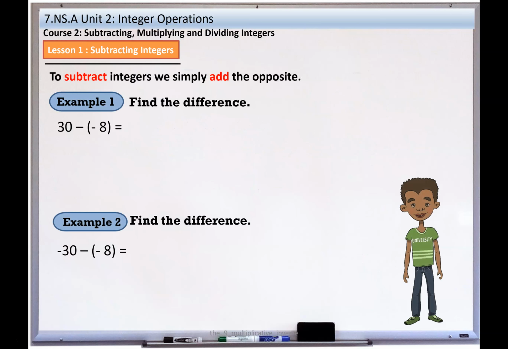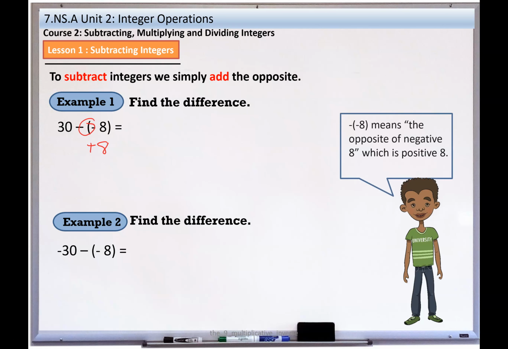All right, so to subtract integers, we simply add the opposite. What do I mean by that? So 30 minus negative 8. Well, we know that this negative sign in front means we want to take the opposite of negative 8, which is a positive 8. So the opposite of negative 8 is a positive 8. So this problem really is 30 plus 8, which gives us 38.